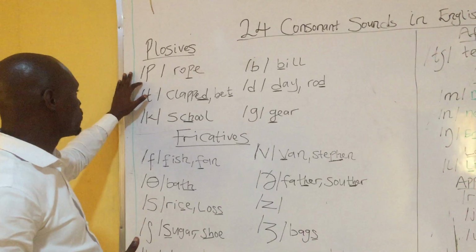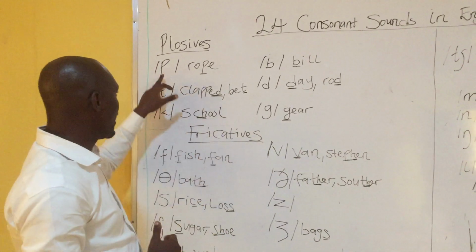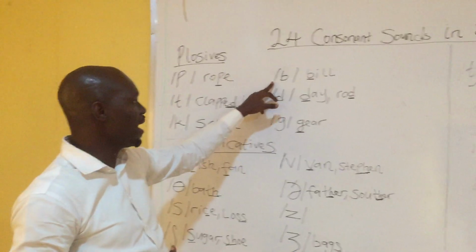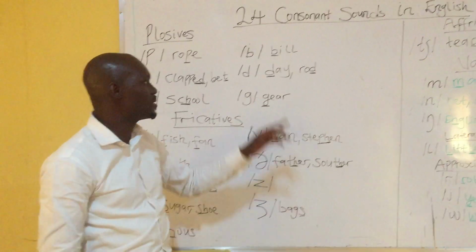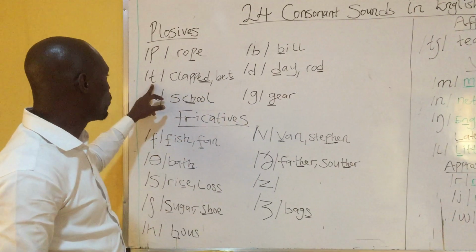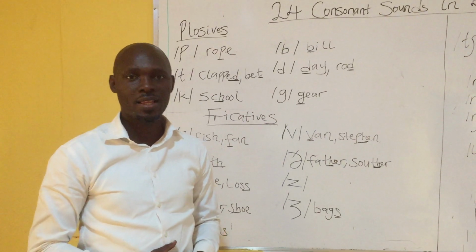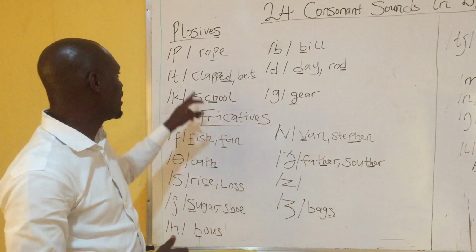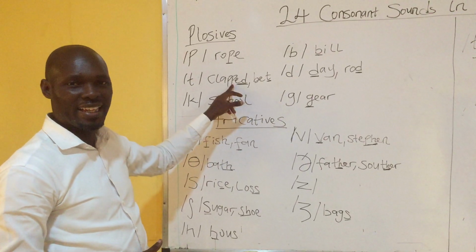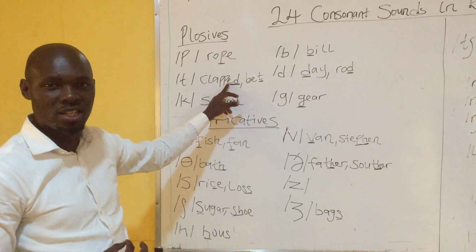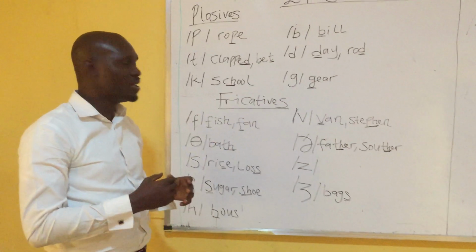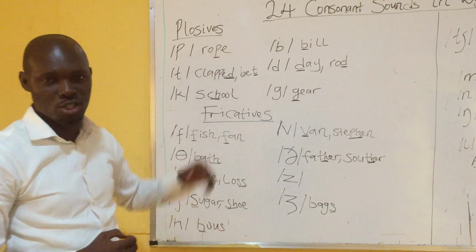The first one is pronounced as p, as in rope. While the second one is pronounced as b, as in bill. Now the next one is pronounced as t, as in clap. So you can find this sound in the letter ed. The letter ed changes to t when they come immediately after a voiceless consonant sound.